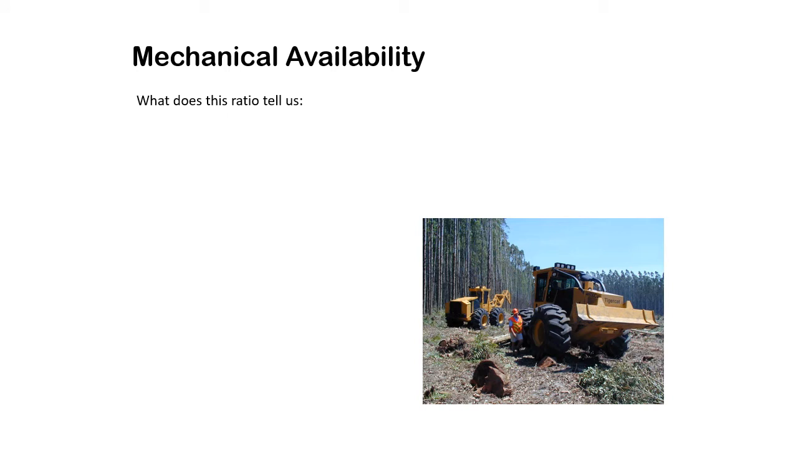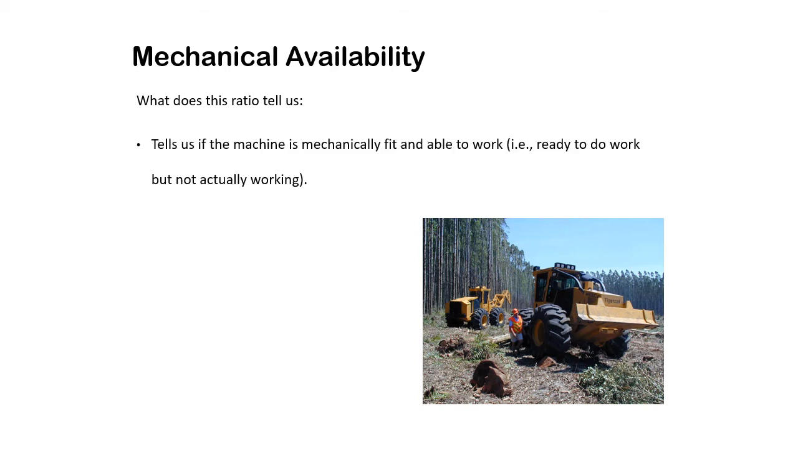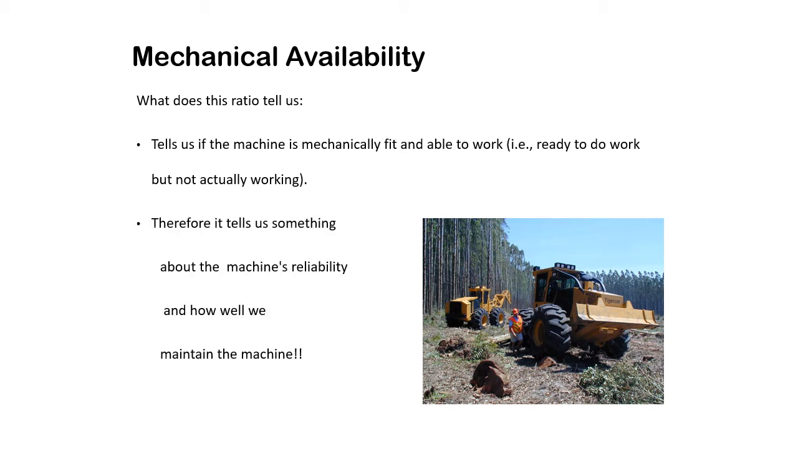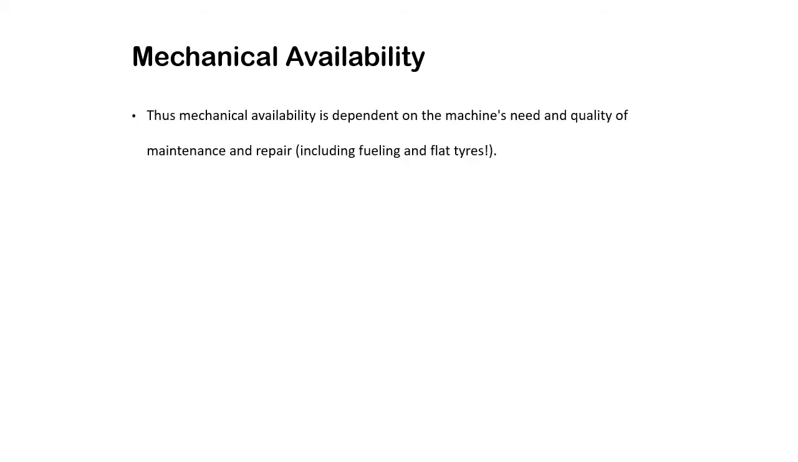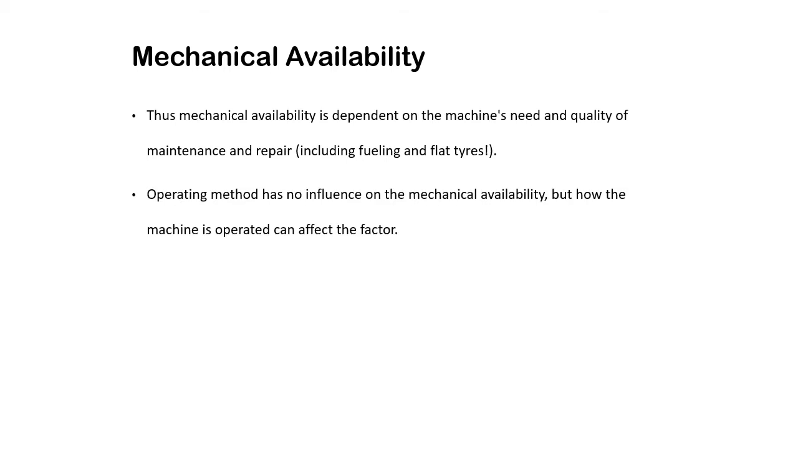Mechanical availability. What does this ratio tell us? It tells us if the machine is mechanically fit and able to do work. In other words, ready to work, but not actually working. It therefore tells us about the machine's reliability and how well we maintain the machine. So mechanical availability is dependent on the machine's need for quality maintenance and repair, including refueling and flat tires. Operating method has no influence on the mechanical availability, but how the machine is operated can affect the factor.